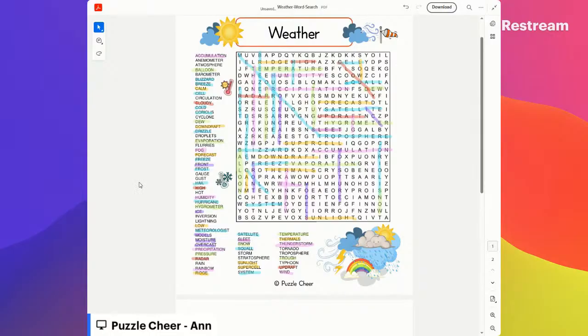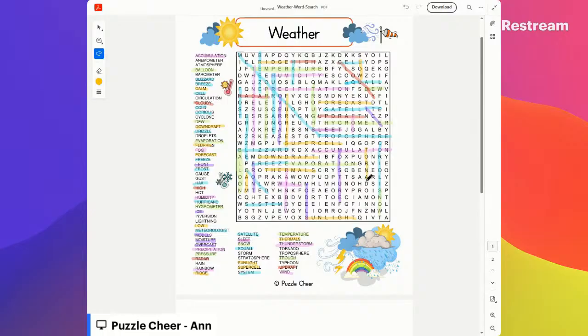Okay, Rory says flurries is vertical, just right of overcast. Oh, there's tornado. Okay, so flurries just right of overcast. Got it. Flurries. And then we'll go grab tornado, if I can find it again.